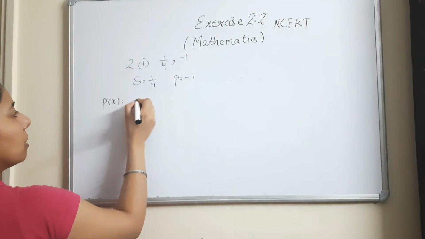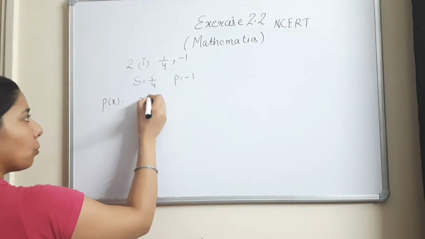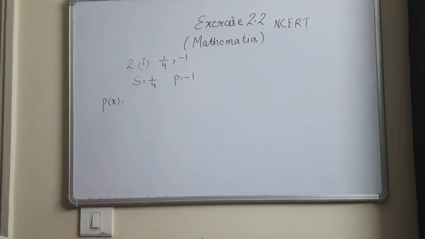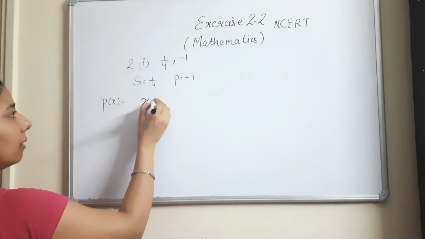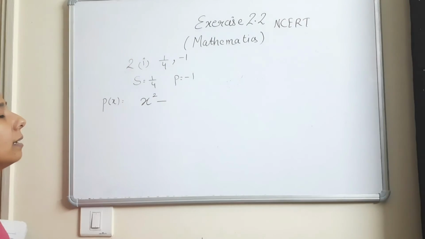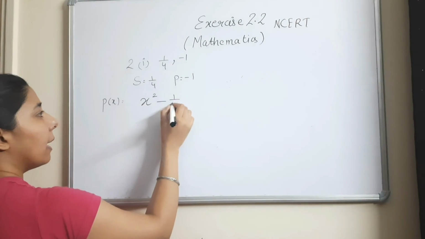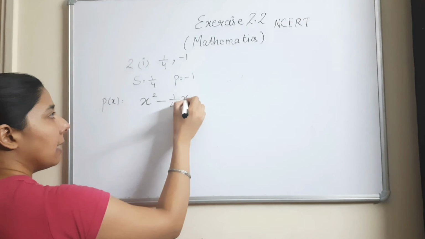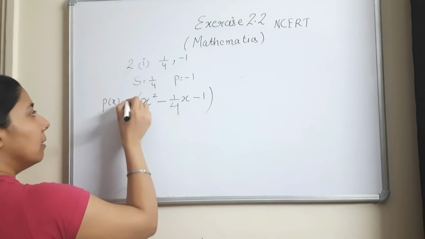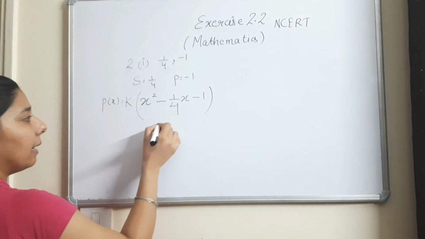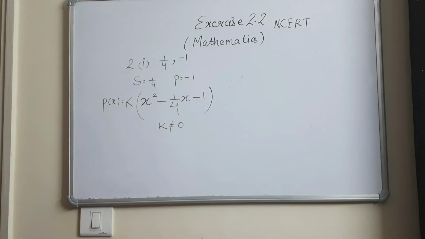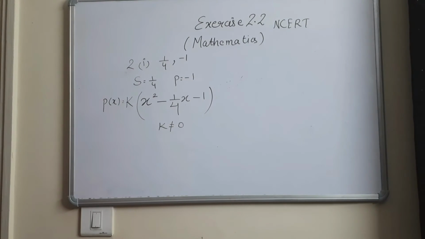So write the polynomial this way. Px is equal to, first of all we will write x square. Then put a minus sign. Then whatever sum is given just write this. And then put x, then whatever product is given write this, put a k outside and write k is not equal to 0. So this is your answer. This is the required polynomial.